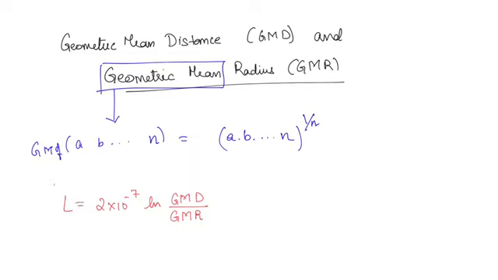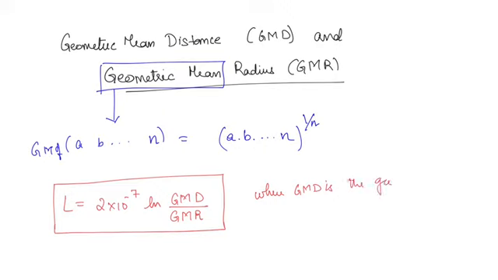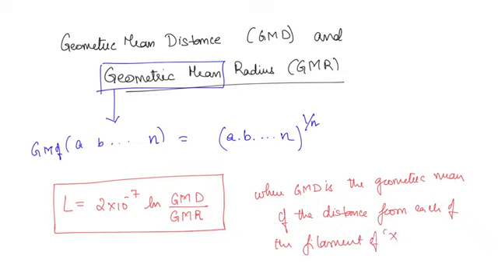This is the inductance. This formula, even though we have derived it for composite conductors, is actually a very general formula, as we will see in the problems. Okay, so here you can also write down where GMD is the geometric mean of the distances from each of the filaments of conductor X to each of the filaments of conductor Y.